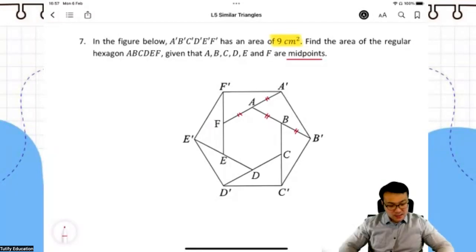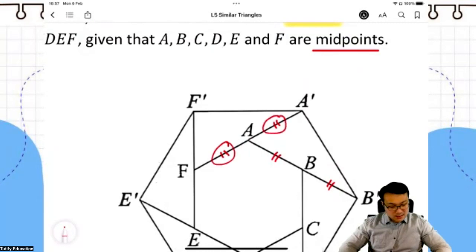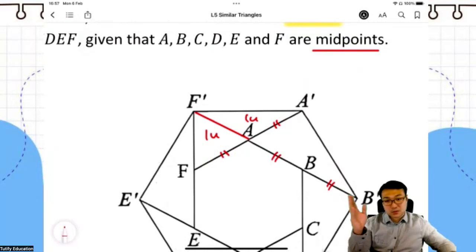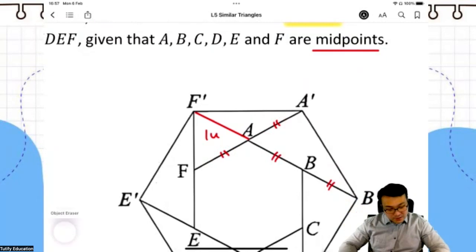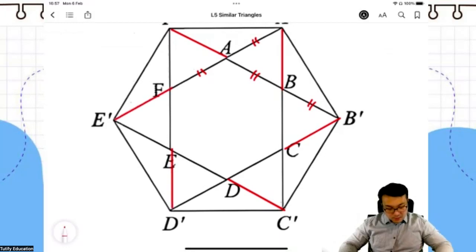Now the question has given us a hint. They are telling us that A, B, C, D, E, F are midpoints. So since we already know that these lines are of equal length, what we can actually do is draw a line. Okay? That means if this is 1 unit, this is 1 unit. Why? Because these two triangles have the same base and they have the same height. So they are of the same area. If I draw a line like this as well, I know that all of them will have the same area. Same base, same height, same area. Okay?